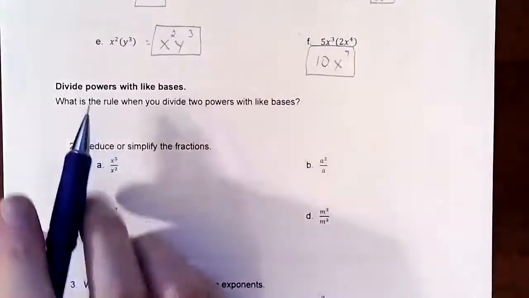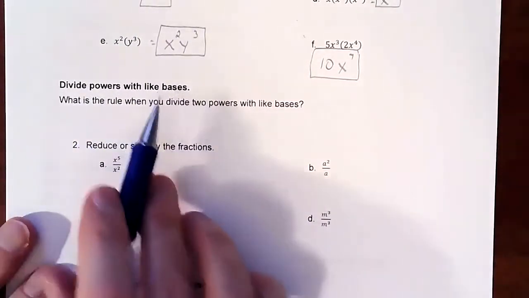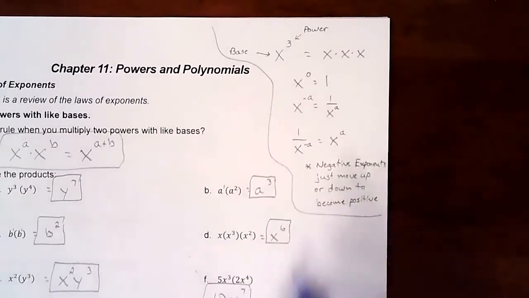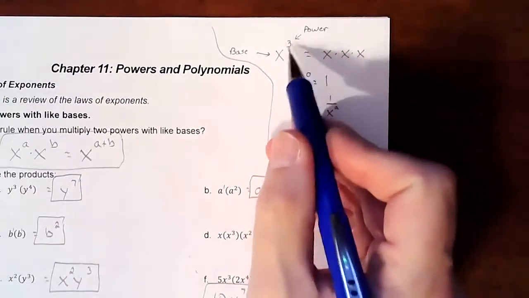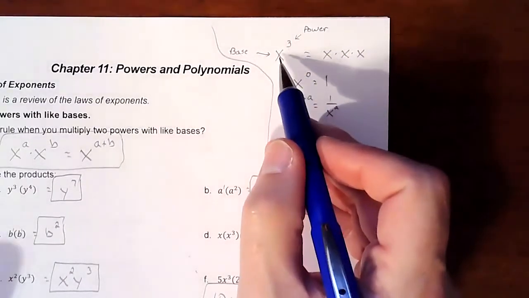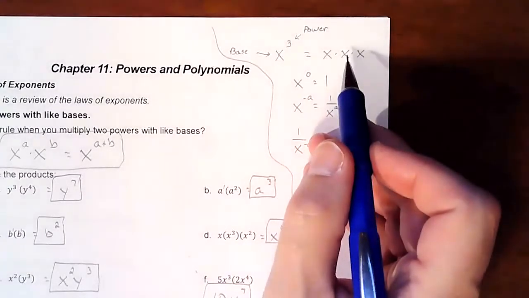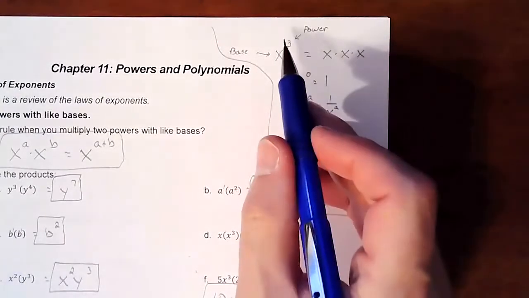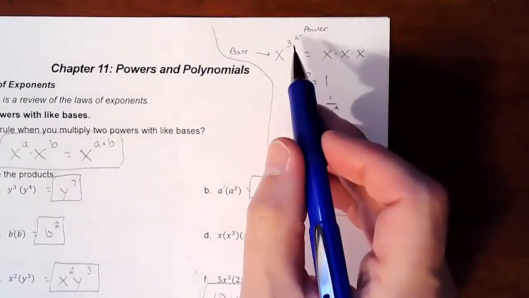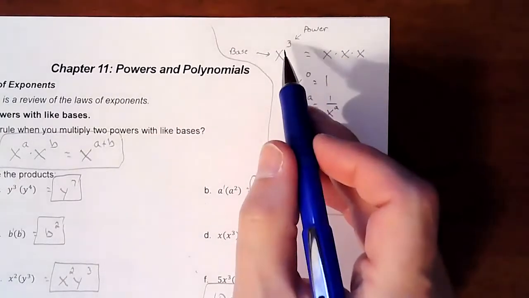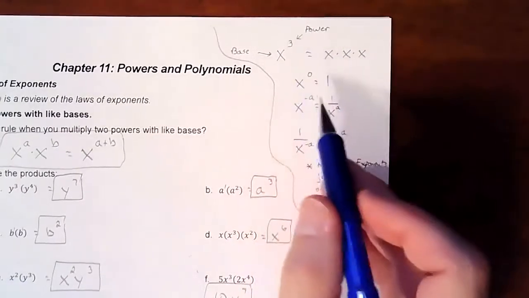In this video, we are going to divide powers with like bases, but a quick refresher is you're talking about exponents, and what is an exponent? It's just a repetition of the same value multiplied together. So it's just a shortcut of repeated multiplication. And so you have a bunch of x's multiplied together. Shortcut is x to the third.